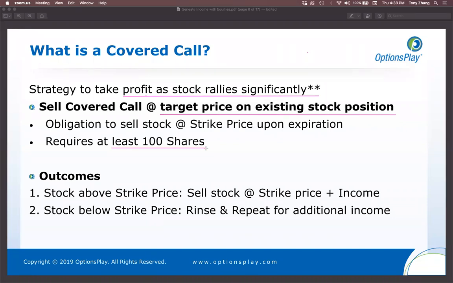So if the stock is above the strike price, you've sold your stock at the target price that you expected to, and you receive some income to do so. If the stock is below the strike price at expiration, you can do this again, just like the cash secured put. You can rinse and repeat for additional income.